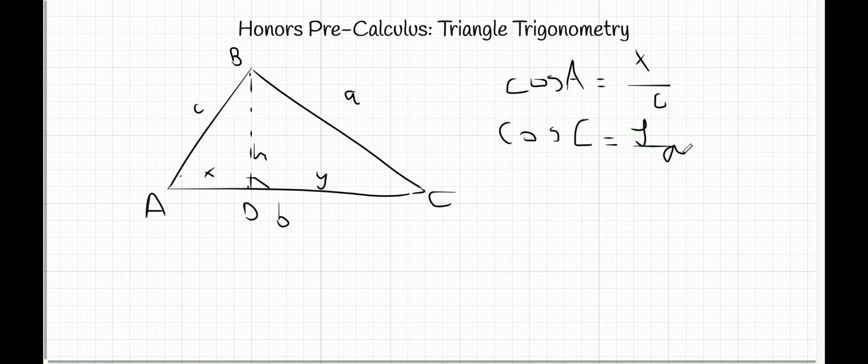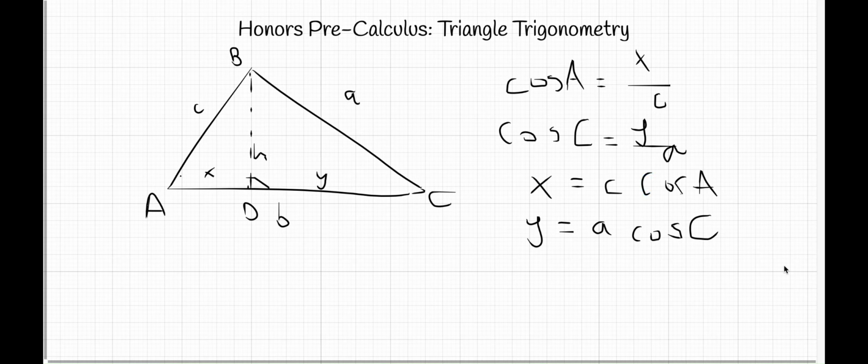So now, multiplying both sides by c in the first equation and a in the second equation, we get x is equal to c cosine A, and y is equal to a cosine C. Now we run into a bit of a problem. We see that x is equal to c cosine A and y is equal to a cosine C, but there's basically nothing we can do after that.